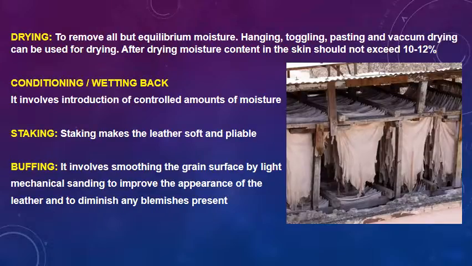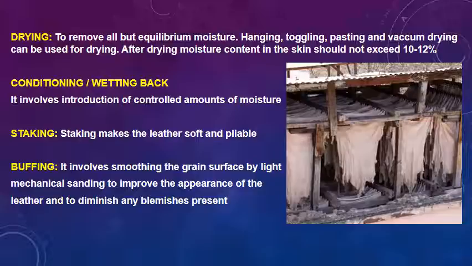The next step is drying. This is again to remove all but equilibrium moisture. It is done by hanging or toggling or pasting, or vacuum drying can be used for this drying. After drying, moisture content in the skin should not exceed 10 to 12%. So that is the ideal requirement for good leather.